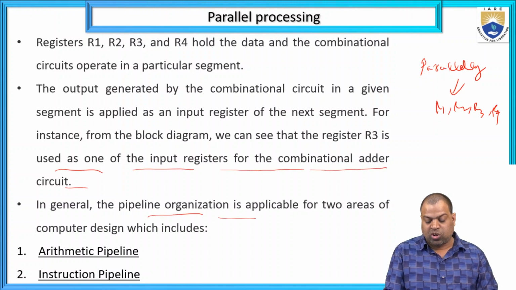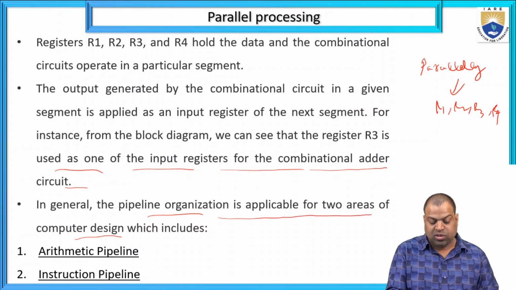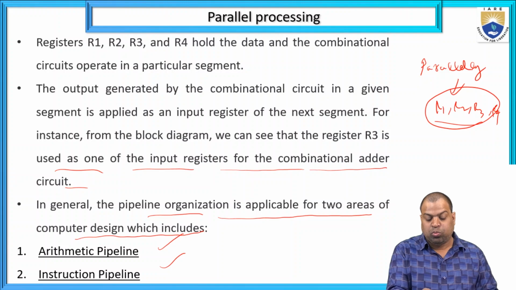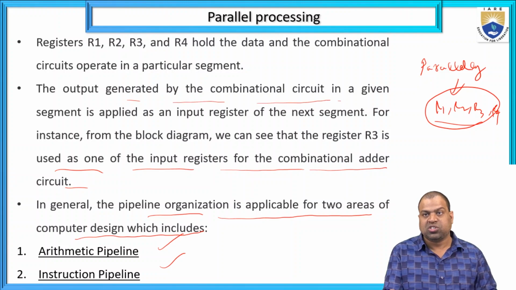In general, pipeline organization is applicable for two areas of computer design, which include arithmetic and instruction. So when I'm using multiple registers for multiple operations, the output is generated by the combinational circuit. Combinational circuit means multiple operations are performed. That is the combinational circuit, and its output goes to the input register of the next segment. For instance, in the block diagram, you can see register R3.